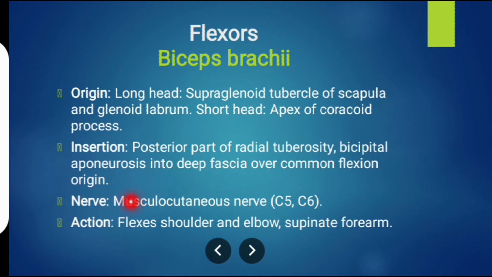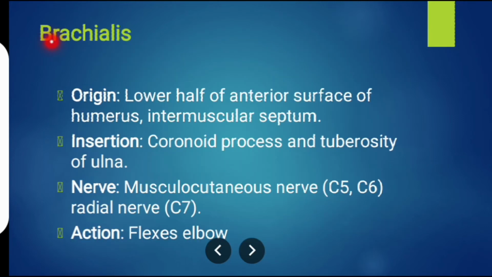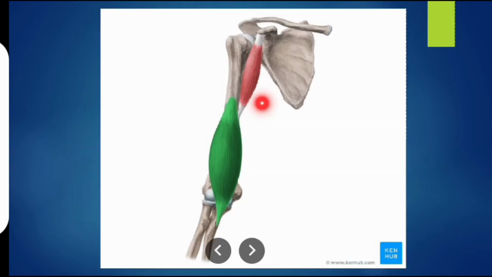Nerve supply, musculocutaneous nerve. Action involved in shoulder flexion, elbow flexion and forearm supination. The next elbow flexor is brachialis. Its origin is from lower half of anterior surface of humerus and intermuscular septum. Insertion, coronoid process and tuberosity of ulna. Nerve supply, musculocutaneous nerve and radial nerve. Action, elbow flexion. The muscle in green is brachialis muscle.